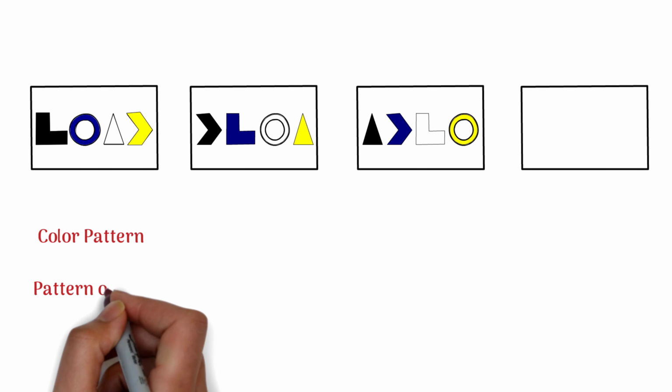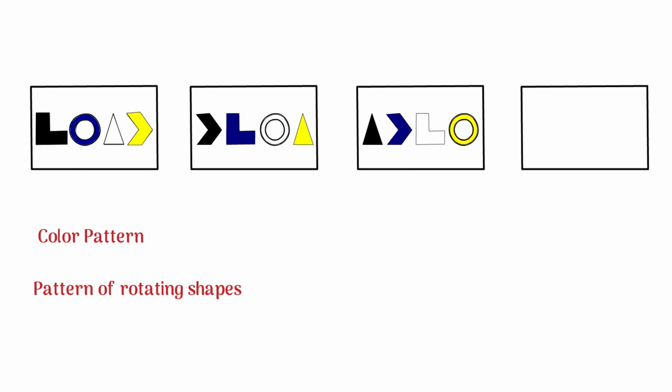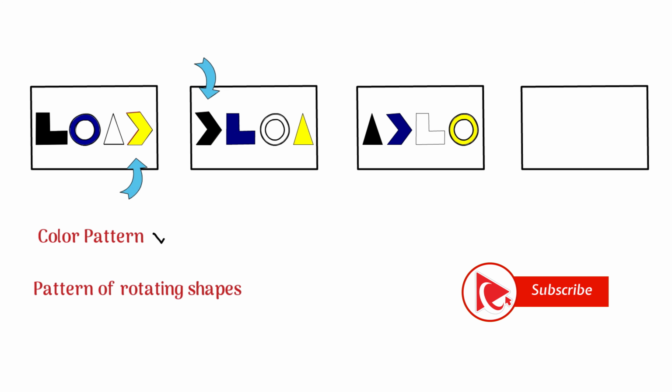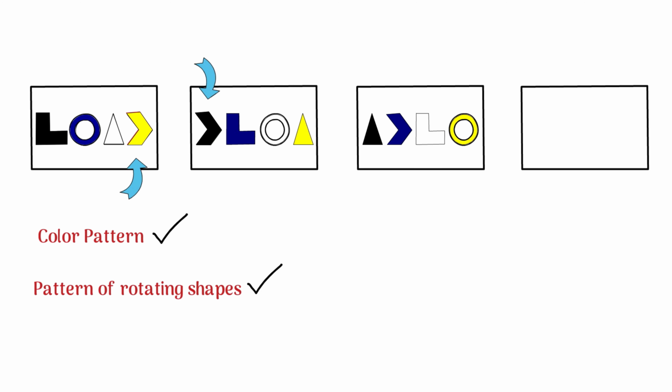The second pattern that you can see if you look closely is the pattern of rotating shapes. You can see that the rightmost shape in the previous rectangle always becomes the leftmost shape in the next rectangle. For example, the yellow arrow from the first rectangle becomes the black arrow in the second rectangle. If you are able to identify at least one of these patterns, you will be able to solve this problem.